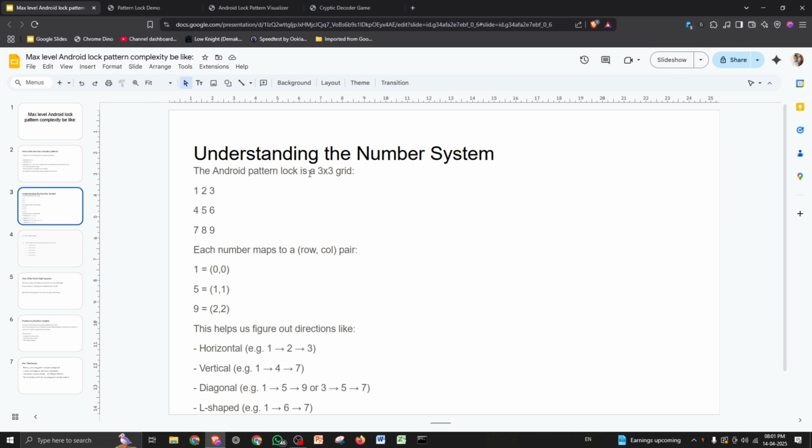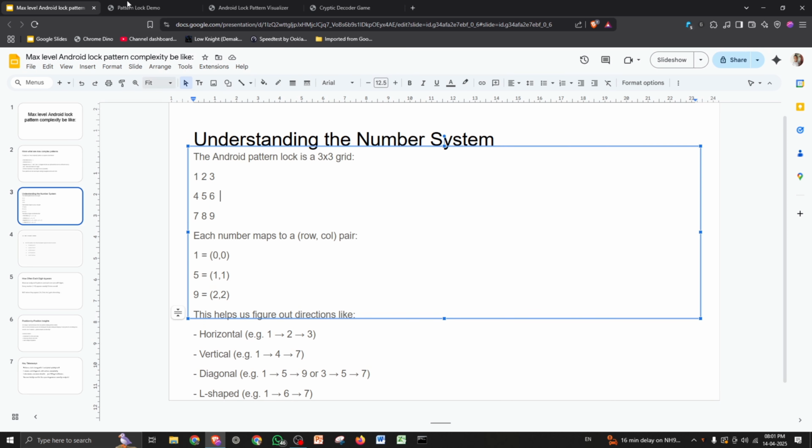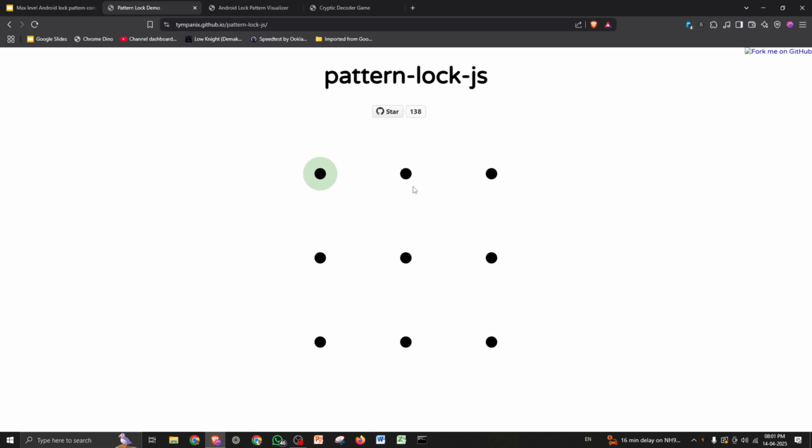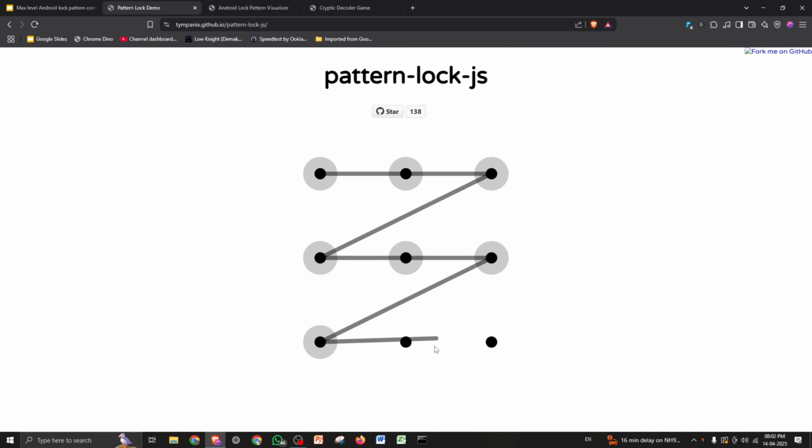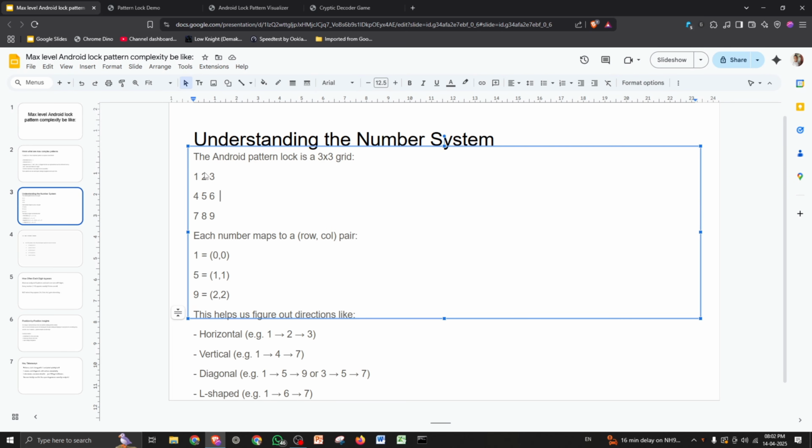And understanding the number system, basically it's easy. This is our grid. I'll show you. This is 1. This is 2, this is 3, 4, 5, 6, 7, 8, 9. So that's how it works. So we can just understand.